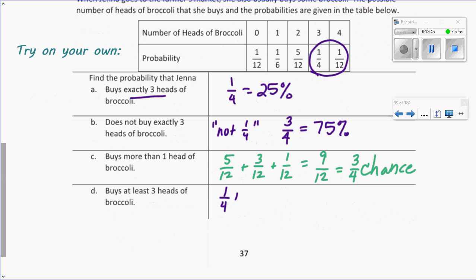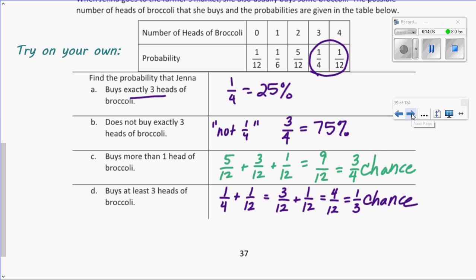At least 3 would be 1/4 plus 1/12, which we know that 1/4 is actually the same as 3/12, and now I can add them together. I get 4/12, which now we need to reduce to be 1/3. There's a 1/3 chance. Again, if that was going a little too fast, you might need help with adding fractions.